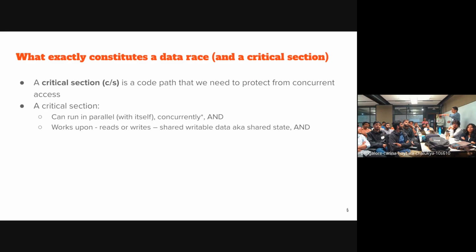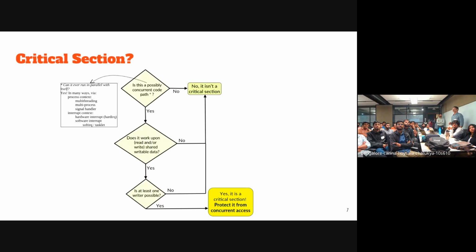Are you working on shared writable data? Yes or no? If the answer is yes, that's one more tick. It's looking like it's concurrent. Okay. If the answer is no, don't bother. Is at least one writer possible in that code path? If the answer to these three questions is yes, you are working on a critical section, you need to protect it.